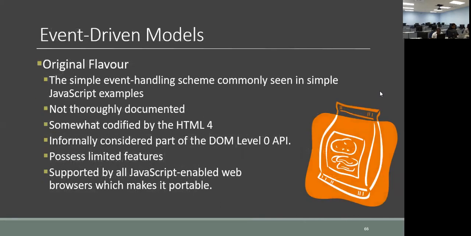Now, in terms of event-driven models, the first one was simple JavaScript. It wasn't documented. This is DOM0. It was sort of codified as part of HTML4. But like I said, it's called DOM level 0 because it wasn't anything official in terms of the standard. It had limited features for mouse clicking and that sort of thing, and simplicity made it portable, so all browsers adopted it.